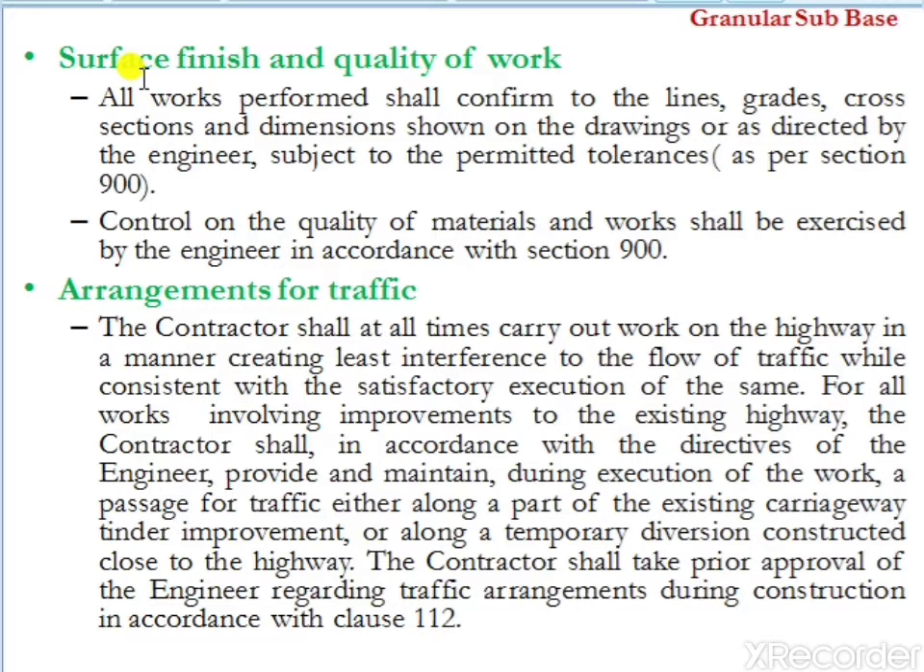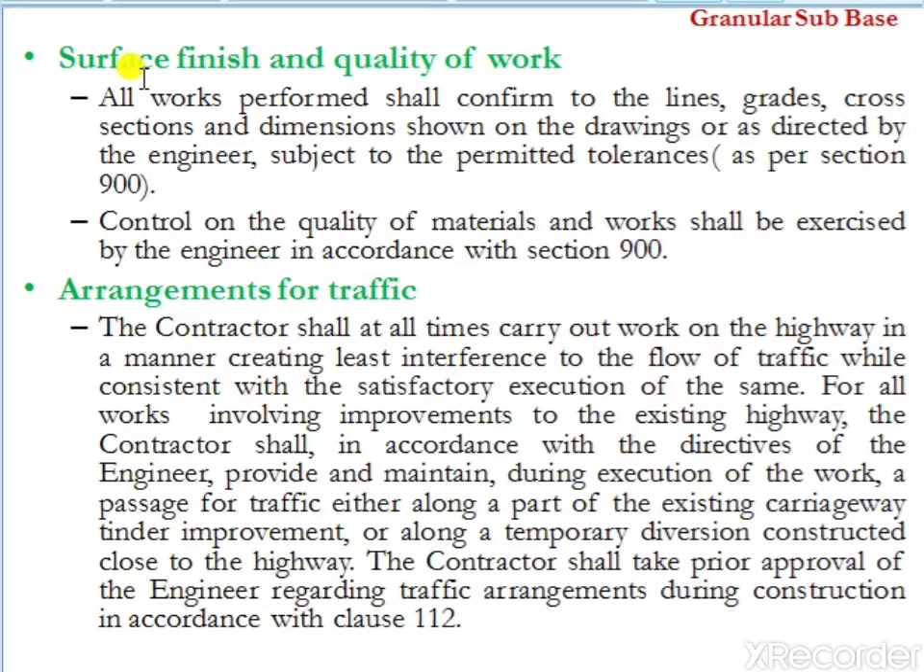As per the guidelines and specifications mentioned in the contract, the work has to be completed. Control on the quality of materials and work shall be exercised by the engineer in accordance with section 900. So the engineer who is responsible for the construction of the pavement should check the quality of material as per section 900. After that step, what is the fourth step? The fourth step is arrangement of traffic.